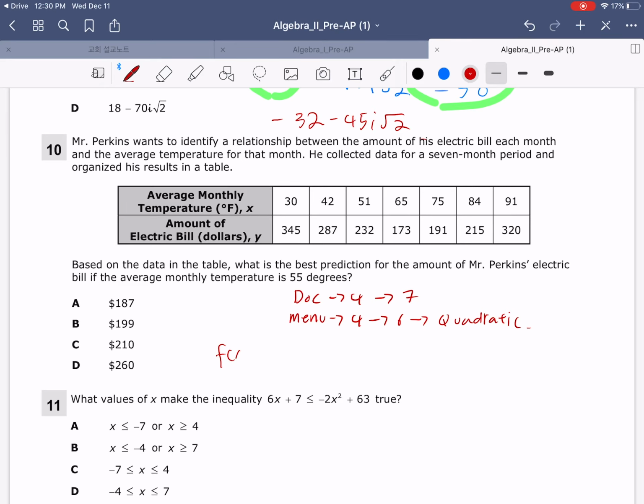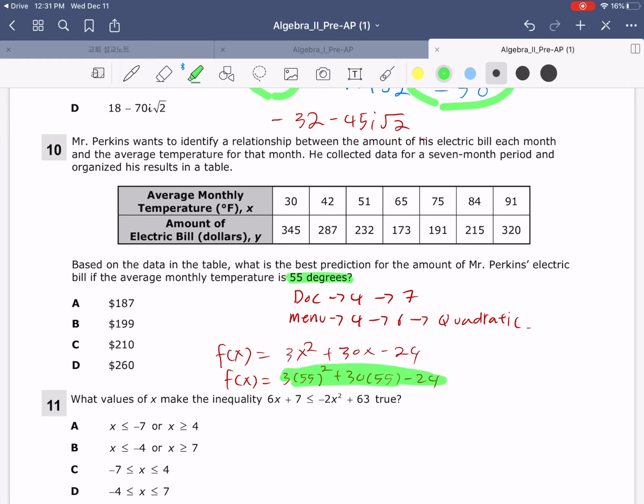Let's say you have f of x equals, like, y equals 3x squared plus 30x minus 24, something like that. I just made it up. After this, the question is asking what it is going to be at temperature 55. So basically, instead of x, you plug in 55 here. Like this, easy. If you want to put this into the calculator, you're only putting this part, not the solve, just plain numbers like this. That's it.